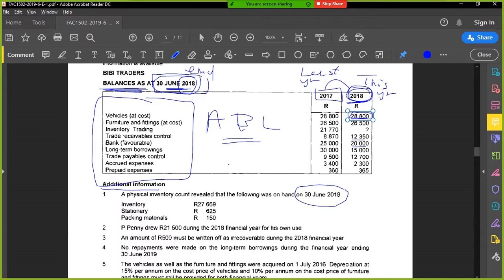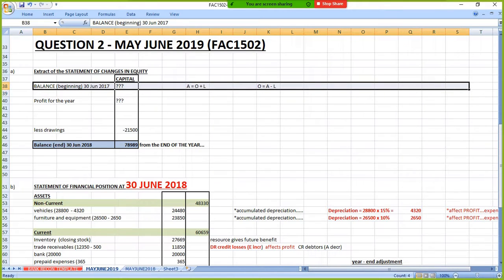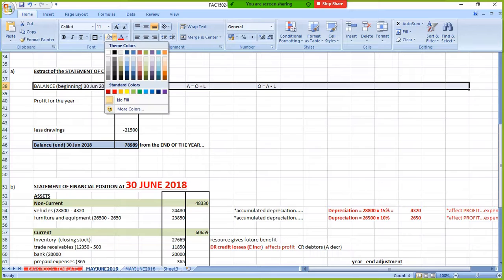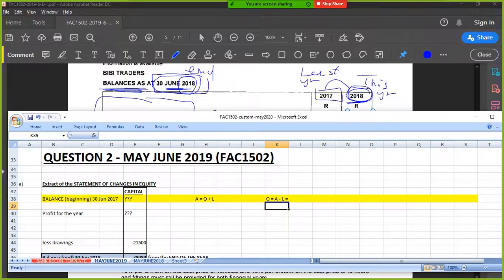Yes. How do I calculate capital at the beginning of the year? A equals O plus L. Do you agree? Owner's equity plus liability equals A, so owner's equity equals A minus L. Do you agree? Do I have the assets and liabilities from last year? Yes, I do. So can I work that out? Yes, I can. There we go.